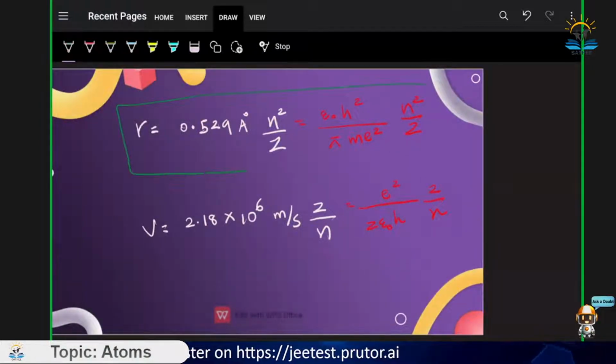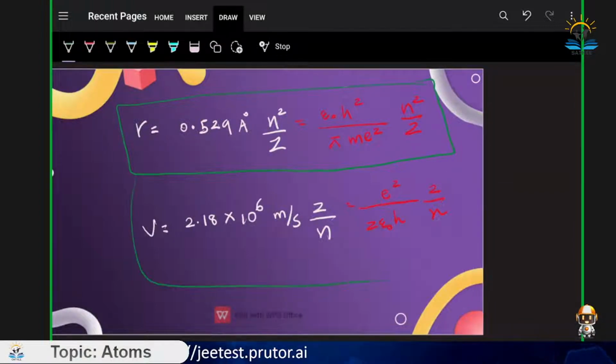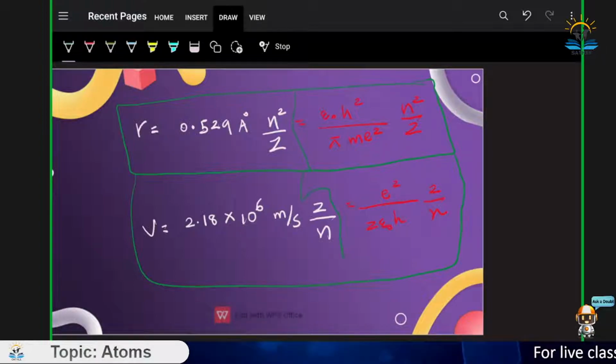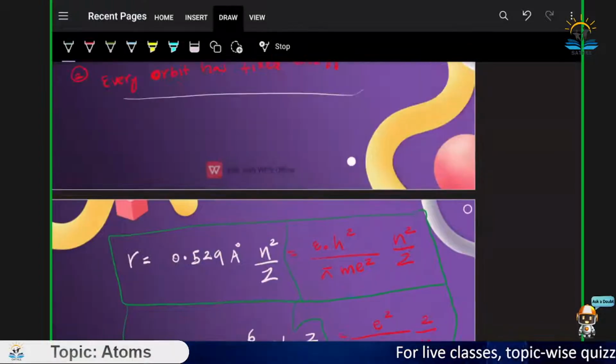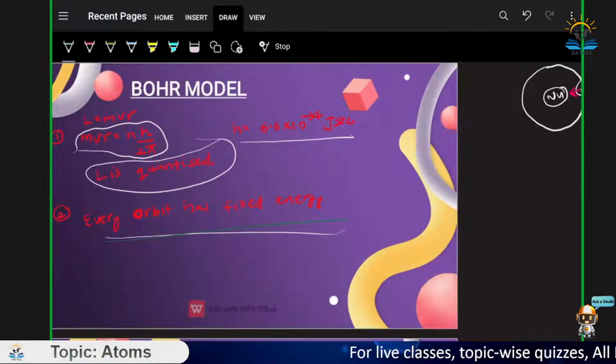Radius equal to 0.529 n square by z angstrom. Velocity equal to 2.18 into 10 raised to 6 meter per second, z by n. The first part is compulsory. And we have a second postulate: every orbit has a fixed energy.